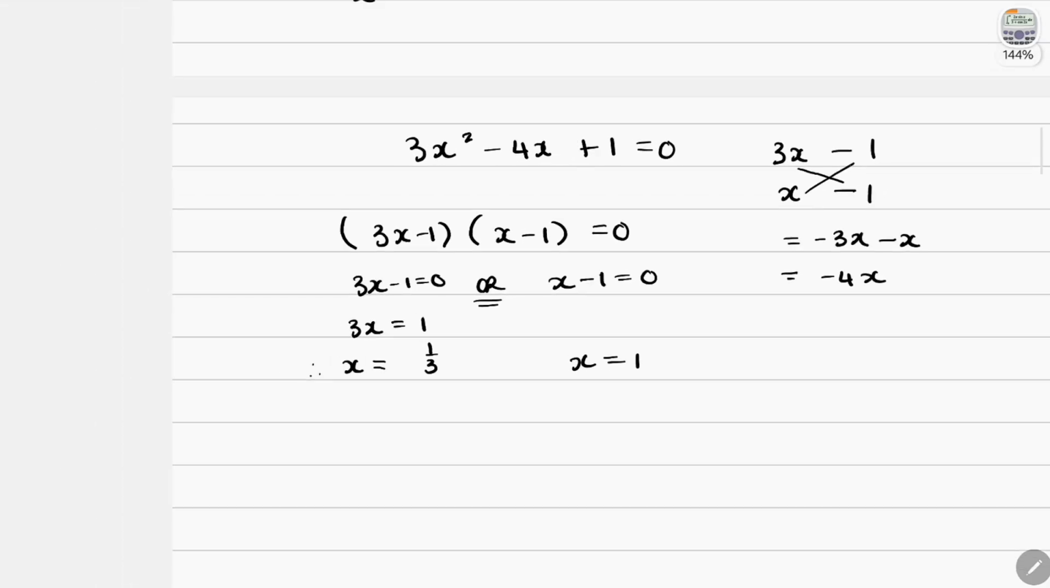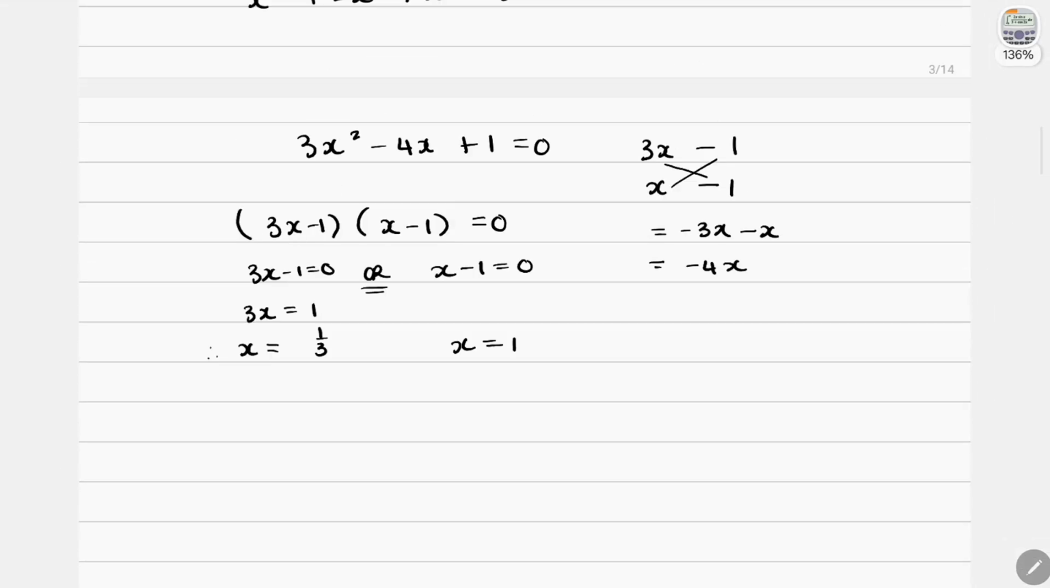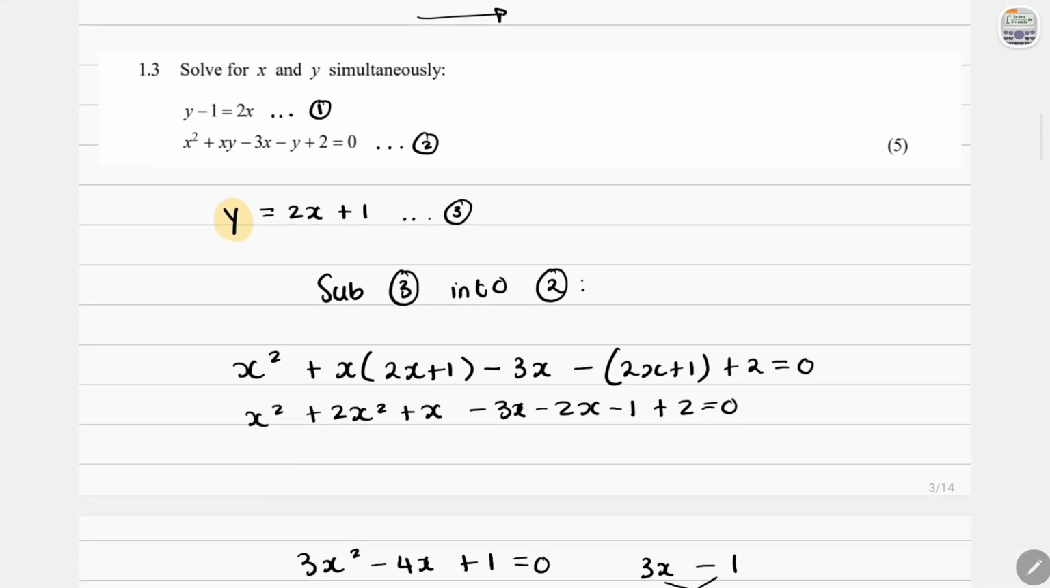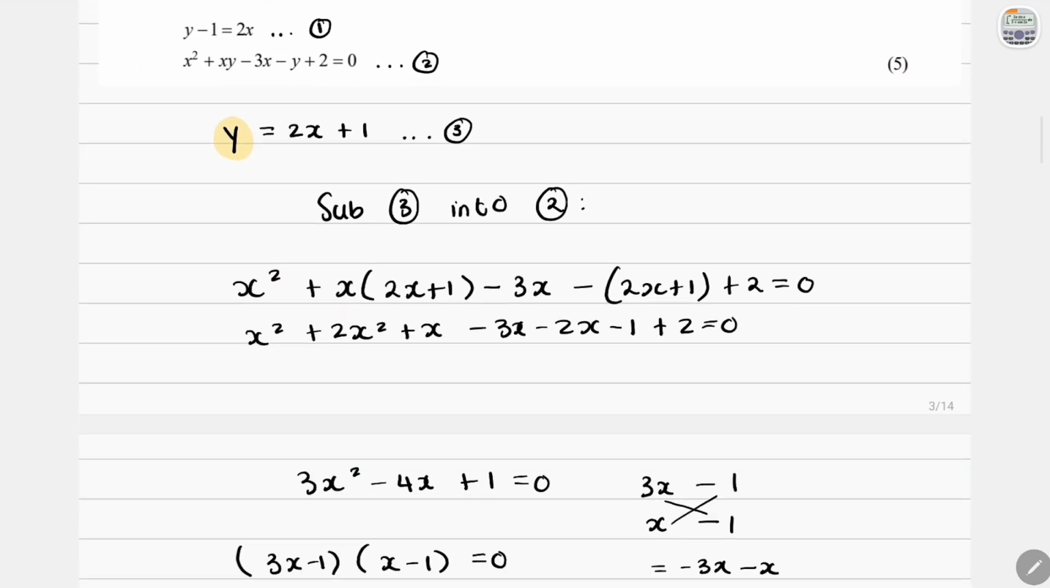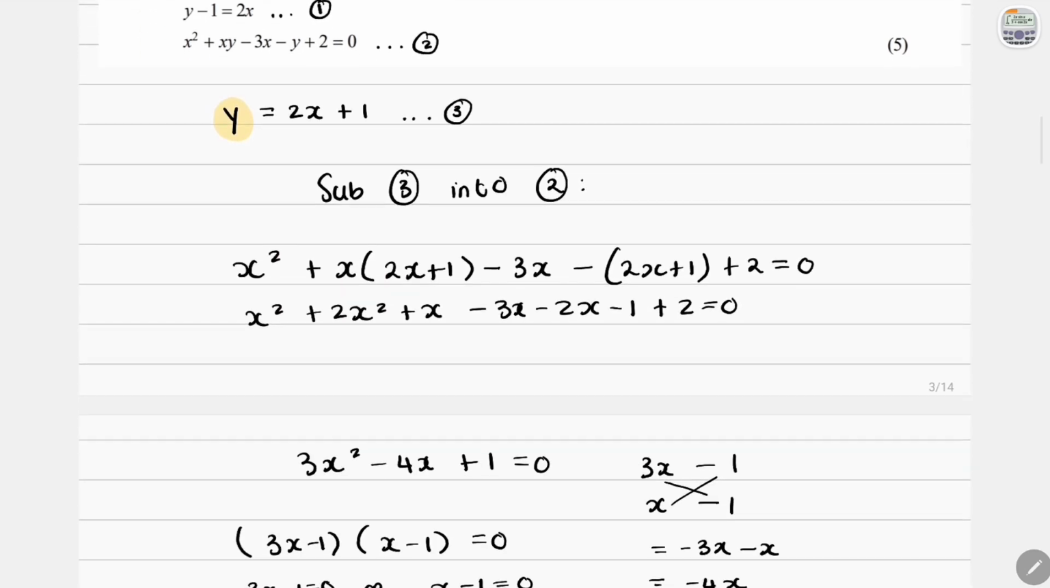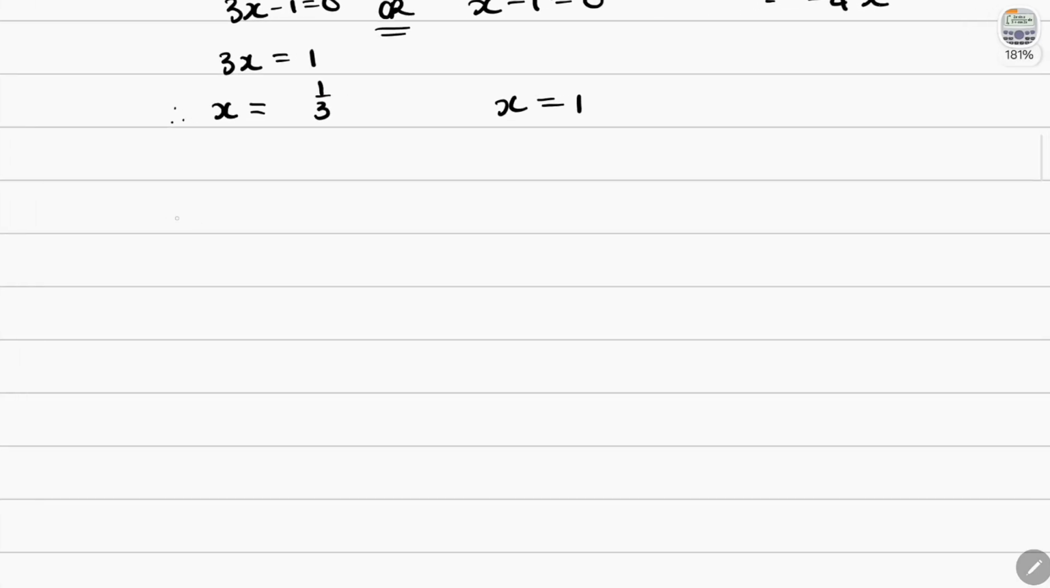So we've solved for x, and now we need to solve for y. Looking at your equations, do you see that there's one equation that has y just nicely sitting as the subject? And that is equation number 3. It says y is equal to 2x plus 1. So we will say y equals 2x plus 1, and in place of x, we substitute these x values to find their corresponding y value.